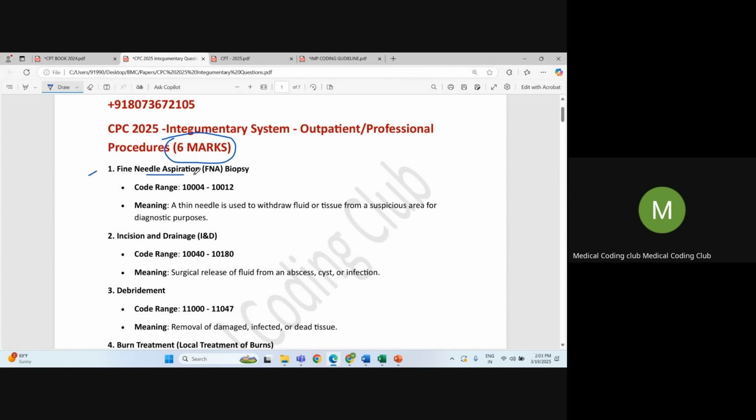Fine needle aspiration. What are the coding points? Here there are 5 sets of codes. The first set of codes is without using any guidance, and the remaining 4 sets depend on what kind of guidance they are using to perform FNA: ultrasound guidance, fluoroscopy or CT, MR. Likewise, codes will vary. That concept will take more time to teach, so I'm just giving you the insight here.